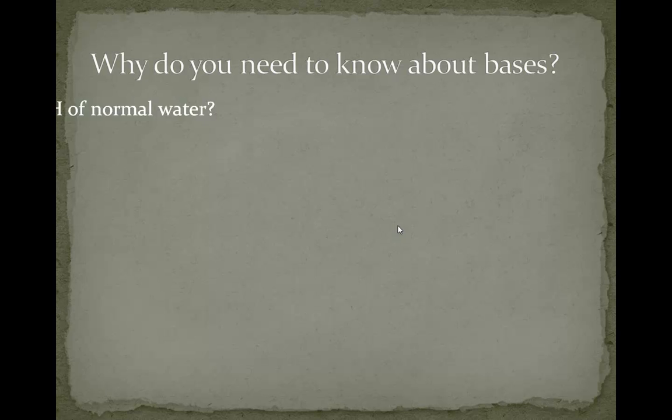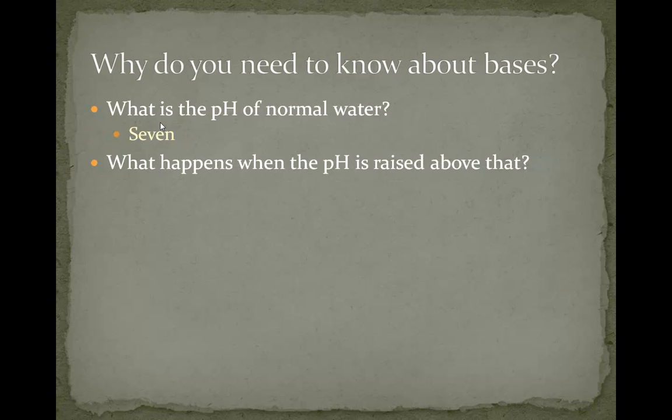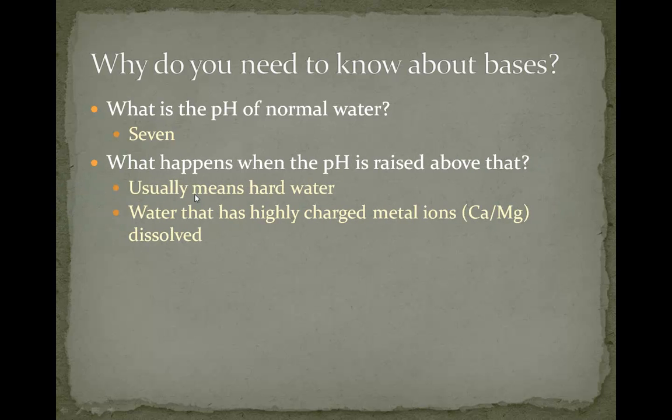What about bases? What's the pH of normal water? Yes, you can say it, the pH of normal water is in fact 7. What happens when the pH is raised above that? Well, that usually means you have hard water. That's water that has highly charged metal ions like calcium and magnesium dissolved. And that causes damage to pipes and soap scum. It can lead to pipes bursting and things like that. But is hard water bad for you if you drink it? Actually, not really. In fact, some doctors say that that's a good supplement for calcium and magnesium if you don't get enough of them in your diet.